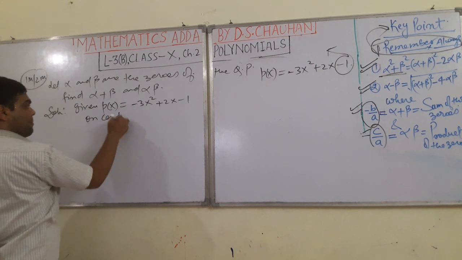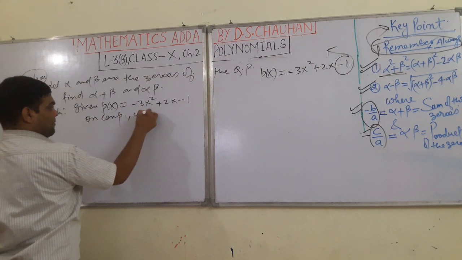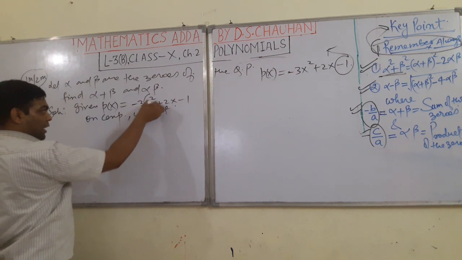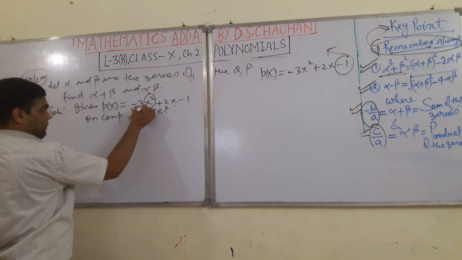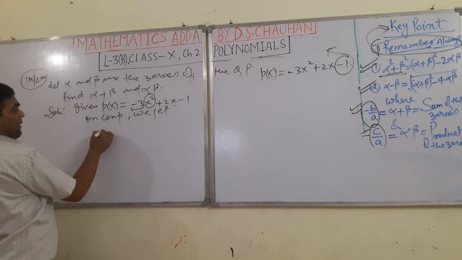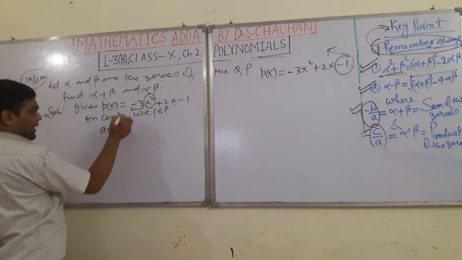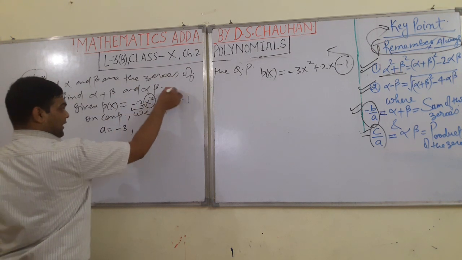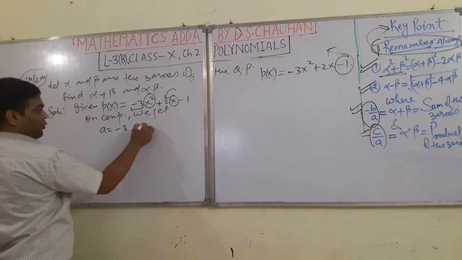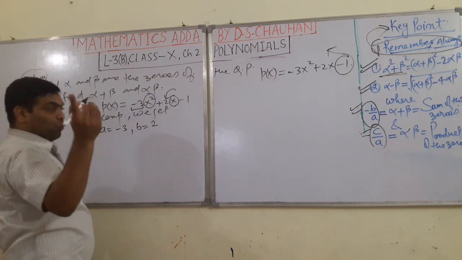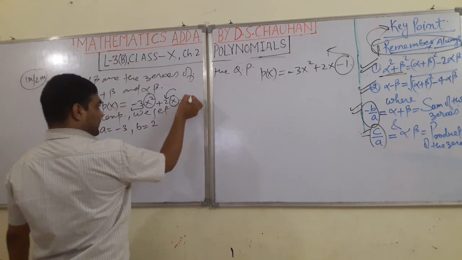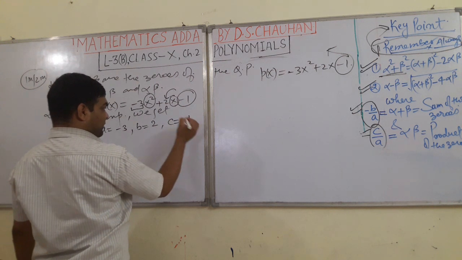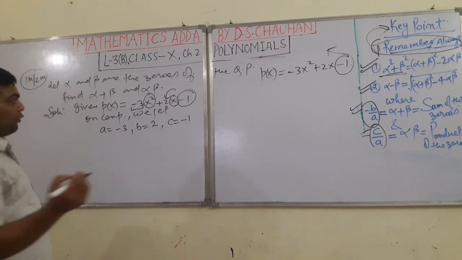Solution: the given quadratic polynomial is p(x) equal to minus 3x square plus 2x minus 1. On comparing, we get the coefficient of x square, that is, the value of a, as minus 3. Be careful. And the coefficient of x is plus 2, so b is 2. And the constant term, the value of c, is minus 1. Very easily you are seeing this.